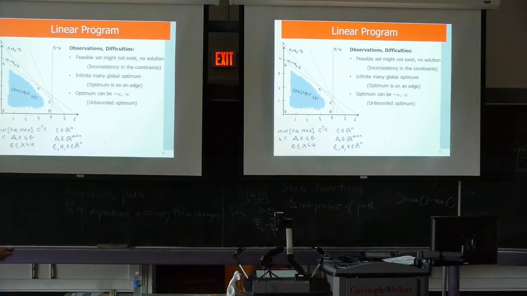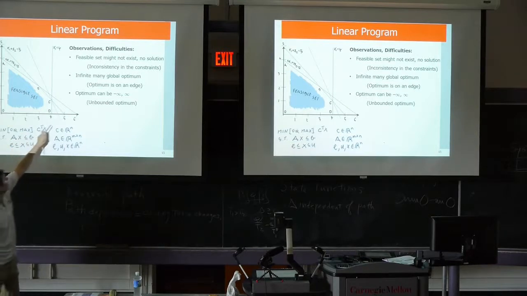I just meant that the global optimum is not a single point, but the whole edge. For example, if the cost function is parallel to one of these edges, then the whole edge would be global optimum. Clear now?